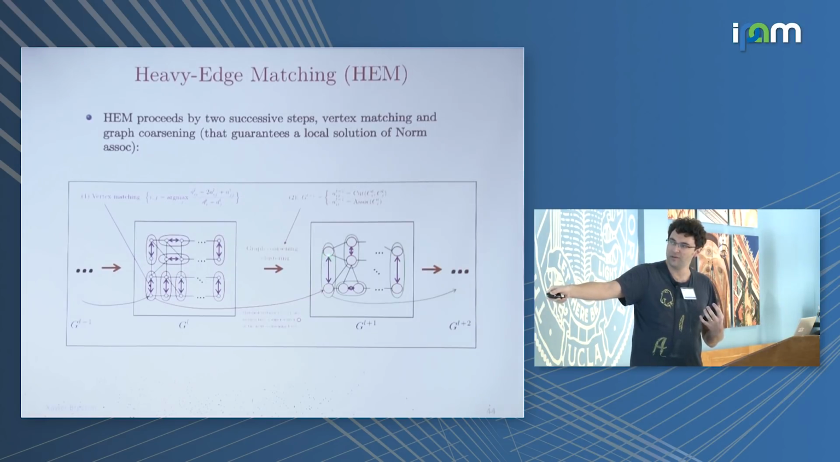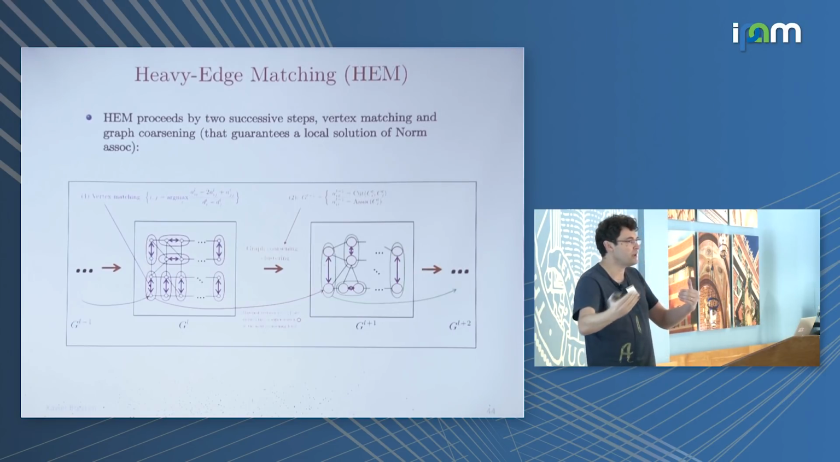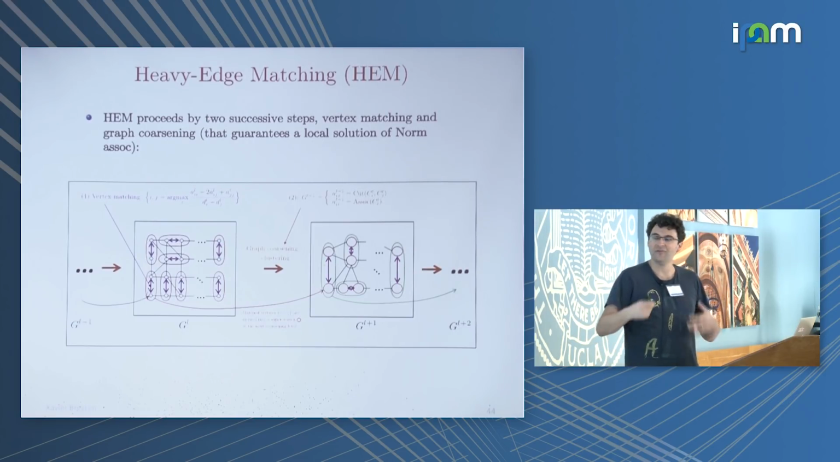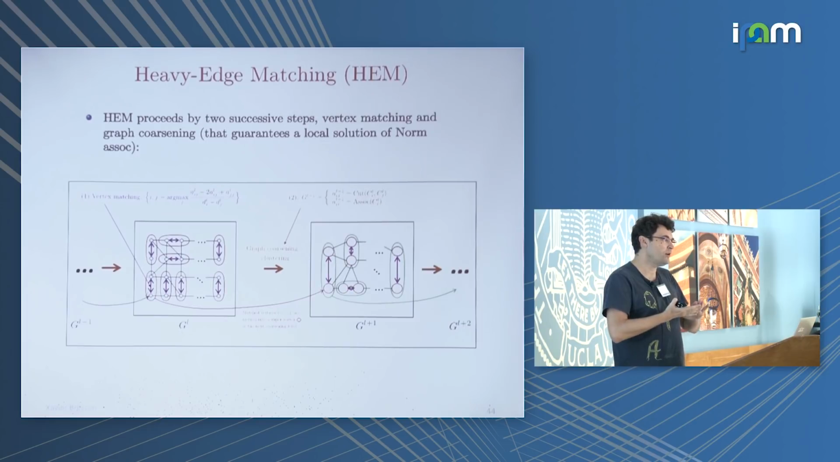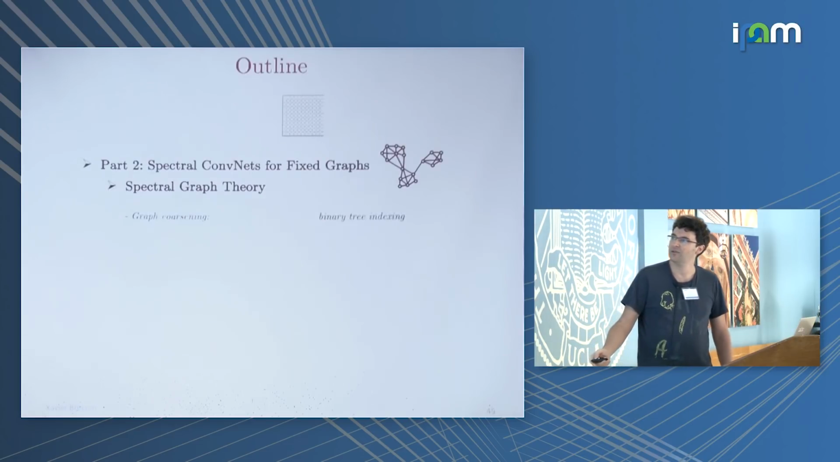You do that for all points, and you create a new graph, so a new adjacency matrix, and you keep going. So here you have a guarantee to get a local maximizer of the normalized association, but nothing else.